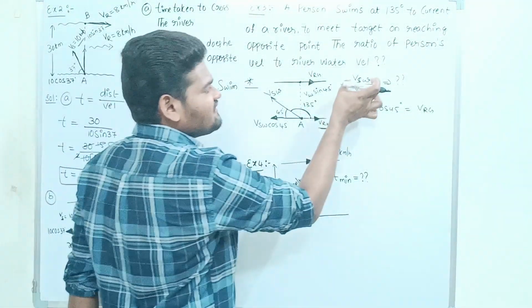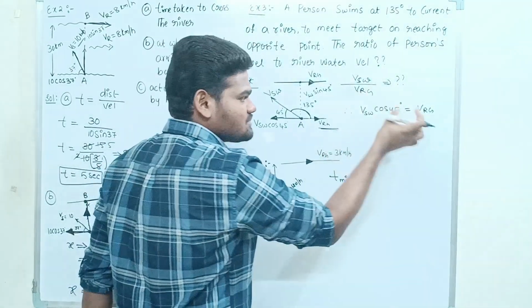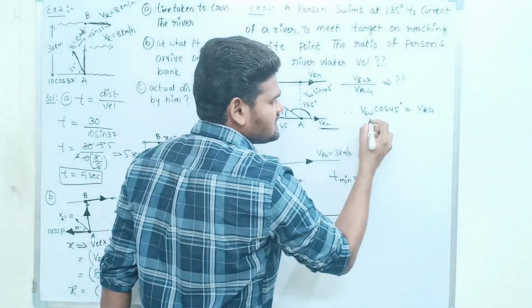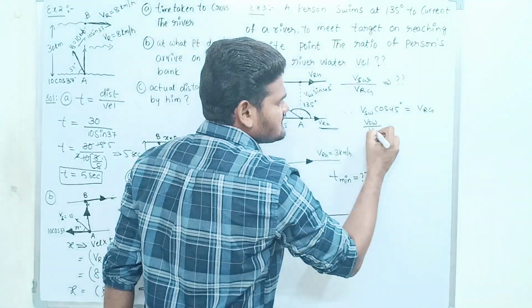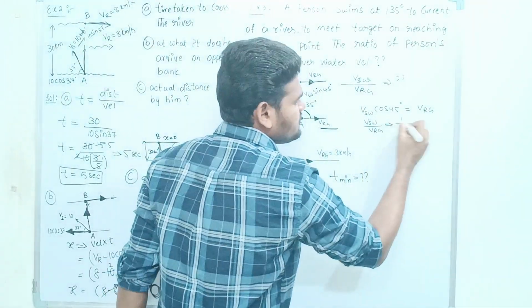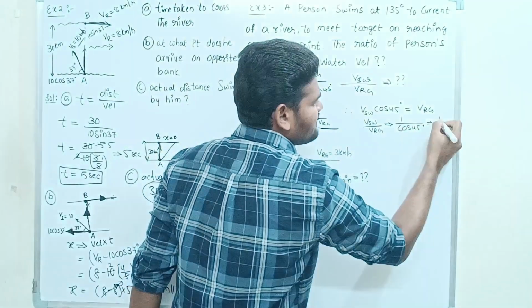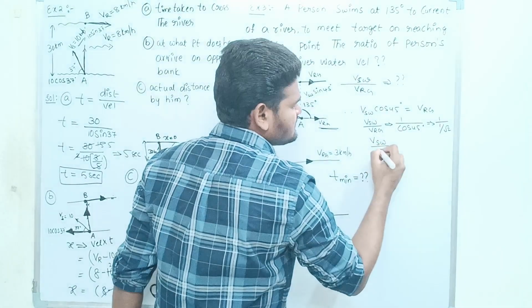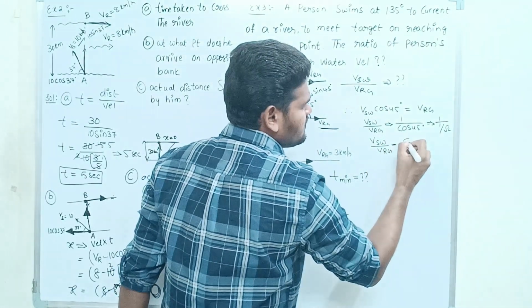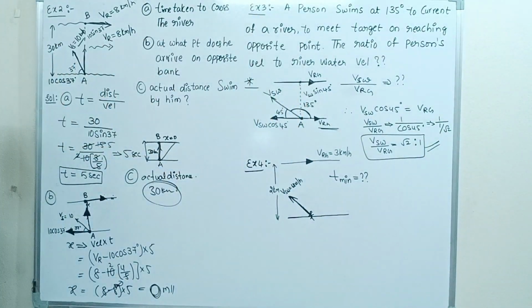Now what we have to find? We have to find the ratio of the velocity of the swimmer with respect to water to the velocity of the river with respect to ground. Just bring this term to this side. It becomes velocity of swimmer with respect to water divided by velocity of river with respect to ground is equal to 1 by cos 45. What is the value of cos 45? 1 by root 2. If root 2 comes to the numerator, VSW by VRG is equal to root 2 is to 1. That's it. Simple problem now.